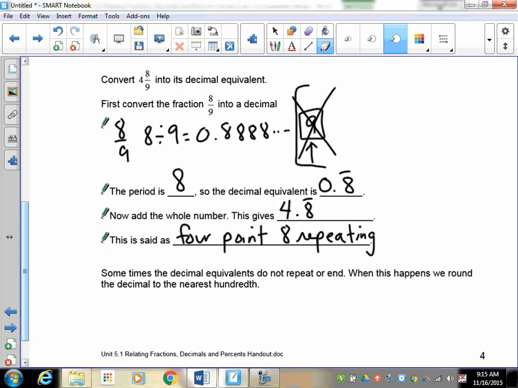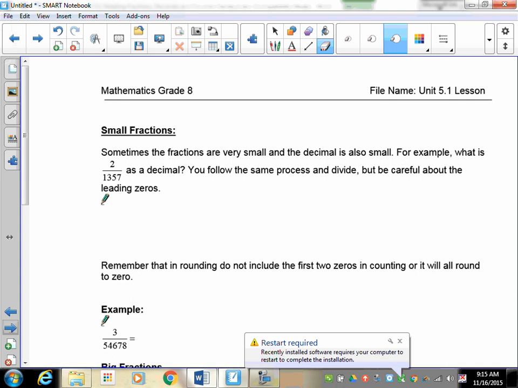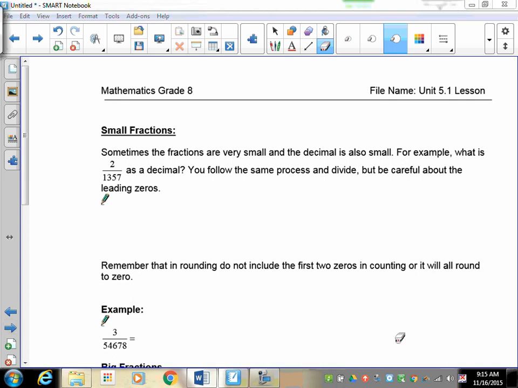Sometimes the decimal equivalents do not repeat or end. When this happens, we are going to round the decimal to the nearest hundredth. Now we haven't taken significant digits yet. That'll happen later on in your high school. So we have to have a very simple rule to start with. So we're going to do that, and our rule is going to be when you're not told, you round to 2 decimal places. So let's take a look at 2 and 13.